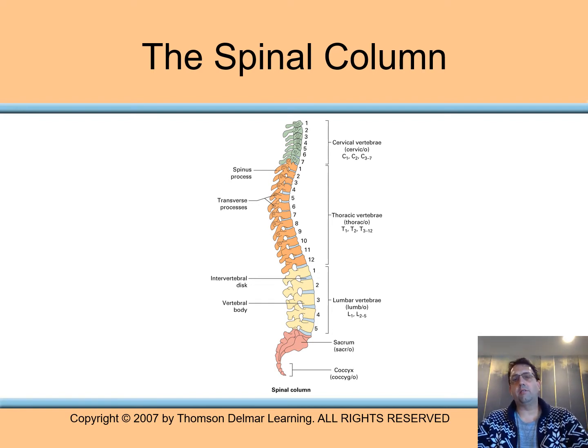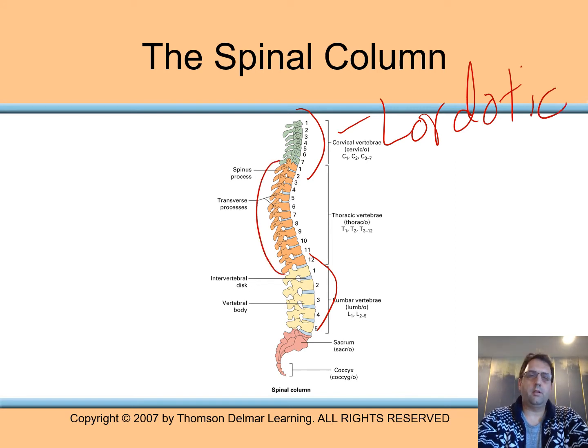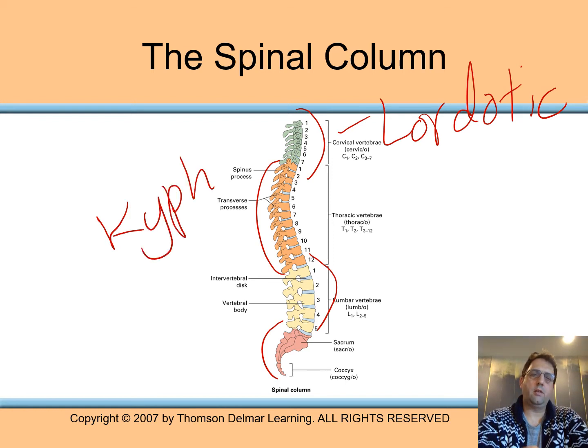This is an image of the spinal column. You can see that it breaks into the 4 regions: the cervical, the thoracic, the lumbar, and then the sacrococcygeal. And you can see that there are curves that face this way. Those are the lordotic curves. And the curves that face this way, those are the kyphotic curves.